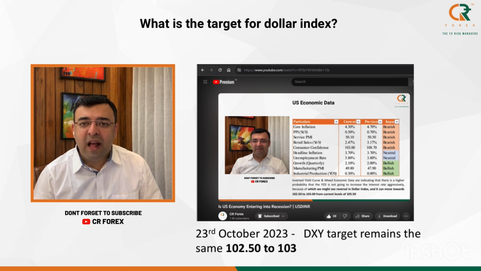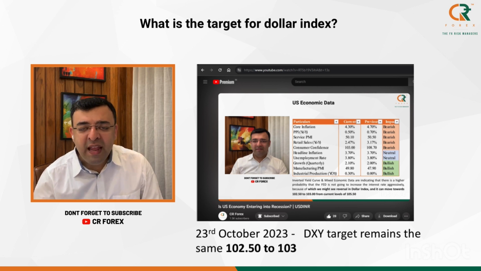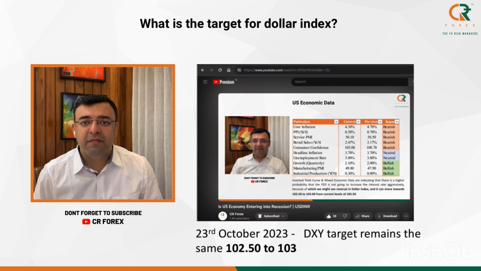Now, what is the target for the dollar index? We have discussed in the 23rd October 2023 presentation that the dollar index is going to move towards 102.50 and 103 kind of a level. We expect it to move towards that level only. If that happens, it is a positive for all Asian currencies and all emerging market currencies.